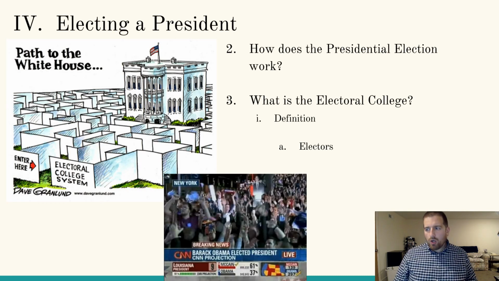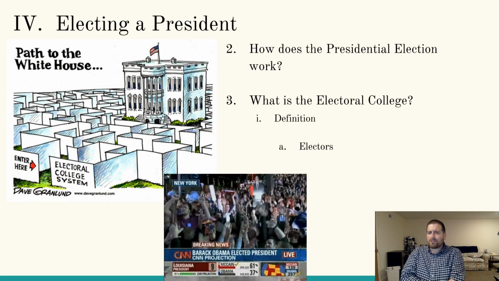Who are these people? Well, they can be anybody. There's no formal qualification to be an elector. Generally, you just have to know somebody. So if you're connected in some way to someone higher up in the state government or someone high up in one of the parties, generally that is the way that you become an elector.